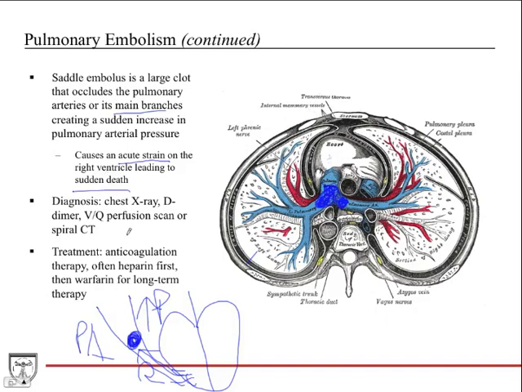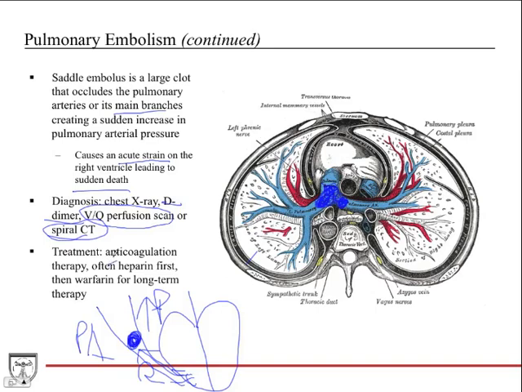Now, how do you diagnose these? Usually you get a chest x-ray. A chest x-ray, honestly, isn't going to show you too much for a pulmonary embolism. The big thing you want to do is a D-dimer. This is a test for clotting mechanisms occurring and helps you detect if the clotting cascade is active. The major test you want to get is either a VQ perfusion scan or a spiral CT. These will give you the most definitive diagnosis because they give you a clear picture of the blood flow within the lungs, and that's what you're looking for, and it'll show you if part of the blood flow is cut off.